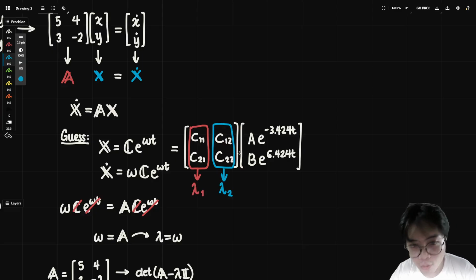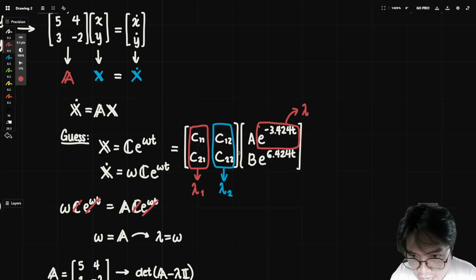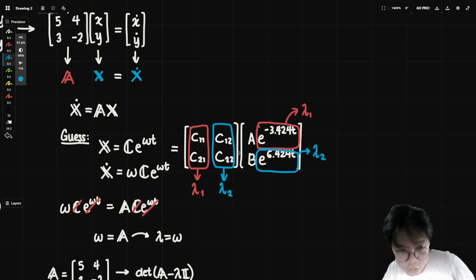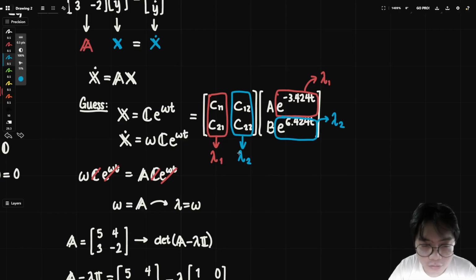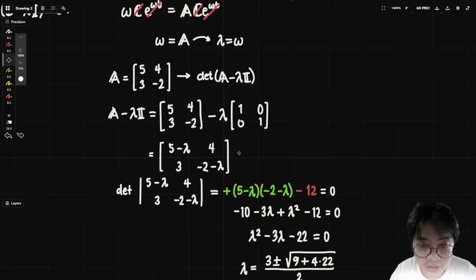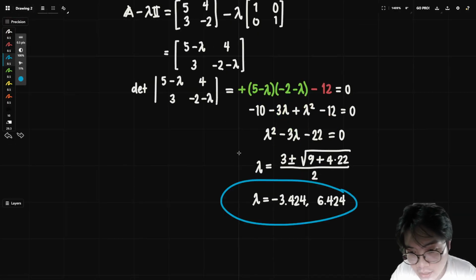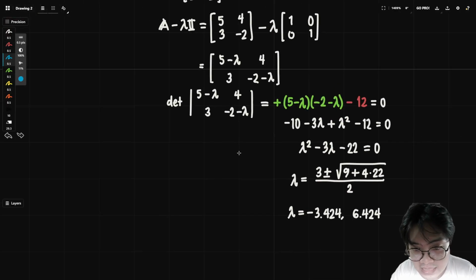And order matters here. Why? Because this one is the first eigenvalue, and this one is the second eigenvalue. So if you're going to switch them, switch these as well. Okay? And how are we going to get the eigenvectors for the particular eigenvalues? Well, we're going to plug them back in here.